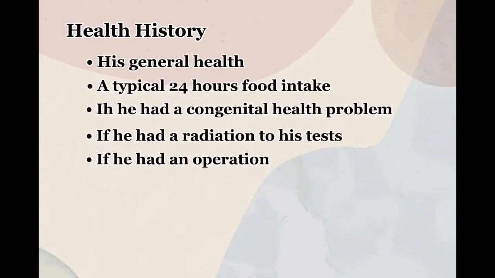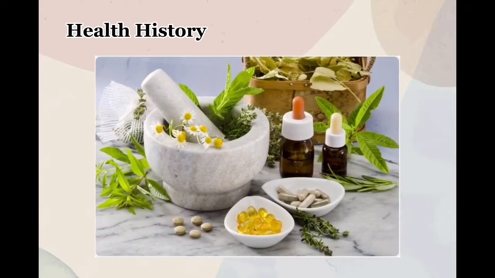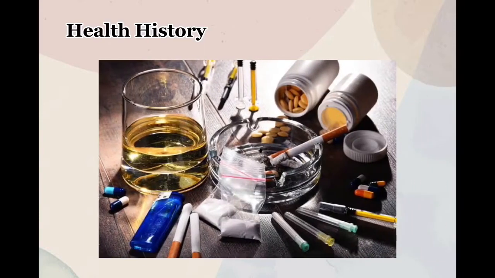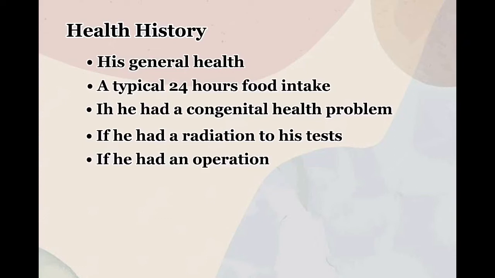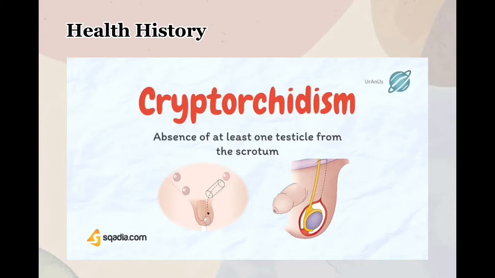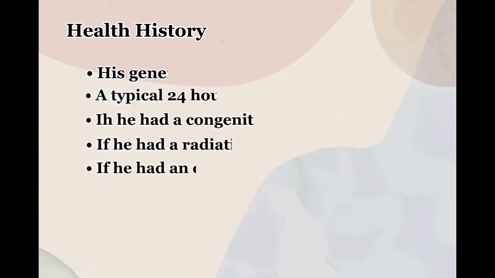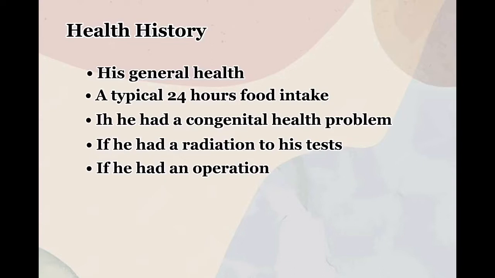These are the following that you need to assess in men's health history. His general health. A typical 24 hours food intake, including alternative therapies such as herbs, and whether he ingests alcohol, uses recreational drugs, or smokes or uses tobacco. If he had a congenital problem such as hypospadias or cryptorchidism, or a past illness such as mumps or orchitis, urinary tract infection, or sexually transmitted disease that could affect fertility.